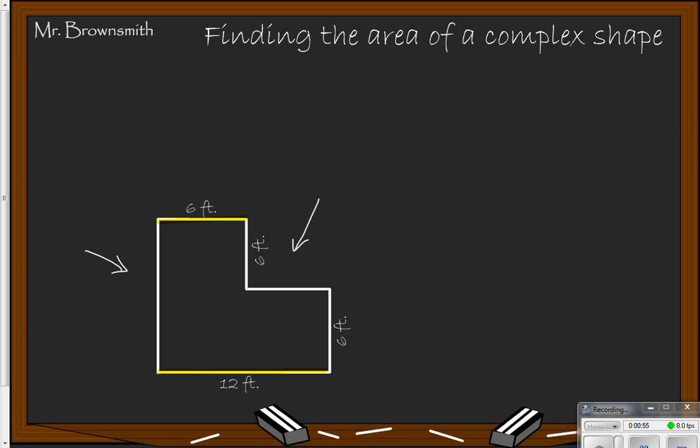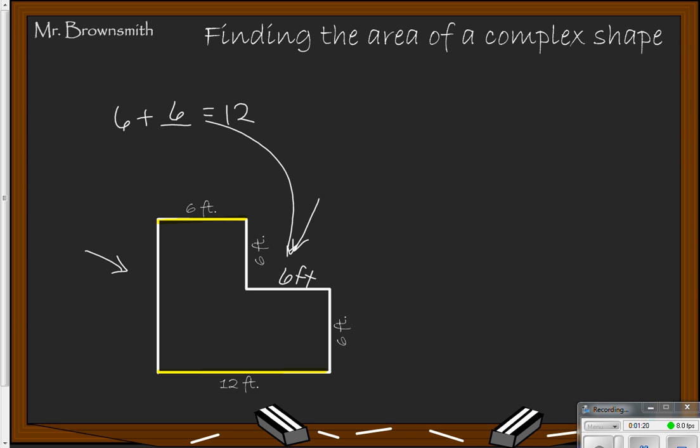So that means that this 6 feet plus whatever my missing one here is going to add up to 12 feet. So 6 plus something is going to be 12. Well, we take a look at that. We know that 6 is that missing number. So that means that 6 is going to go right here. So we know that this missing length is 6 feet.